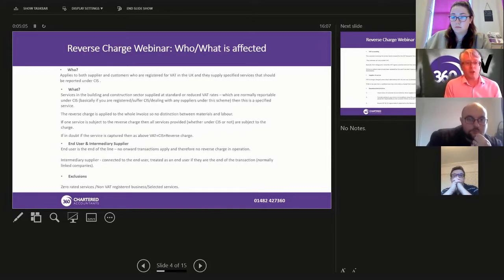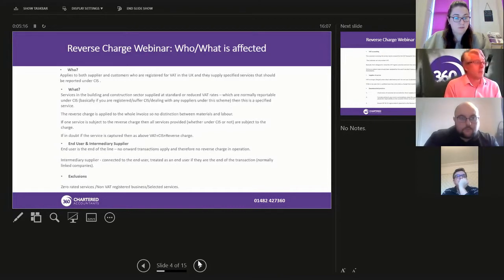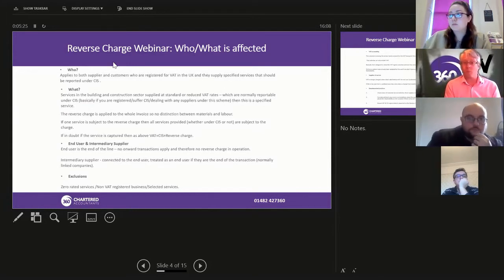Mainly because it's all about end user, intermediate supplier. End user really is about if it's the end of the line. So if they're in a subcontract situation, then this is going to be the situation where the reverse charge regime comes into play, because there will be a VAT element that you don't charge where previously you would do. It's all about moving up the VAT to the end of the chain. So it's the end user ultimately. If you're supplying the end user, this is where the VAT implications come into play.